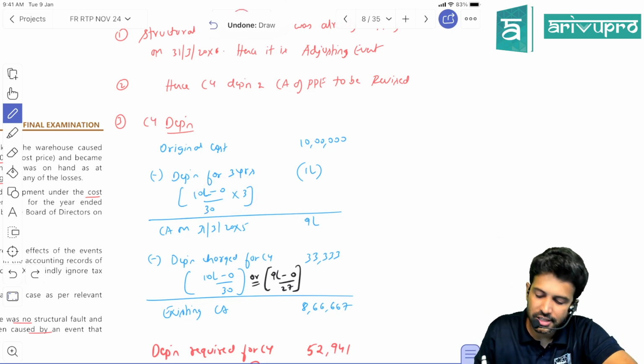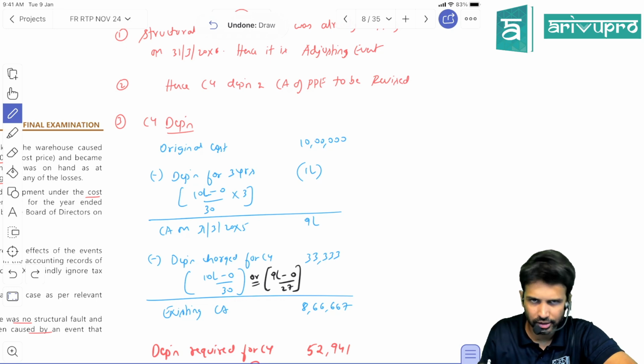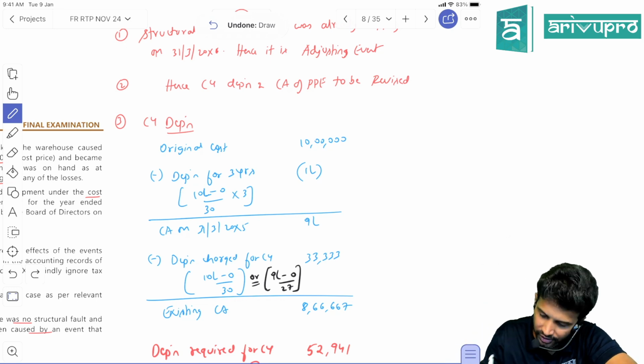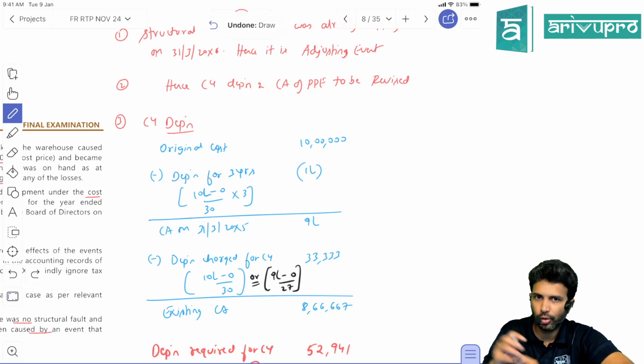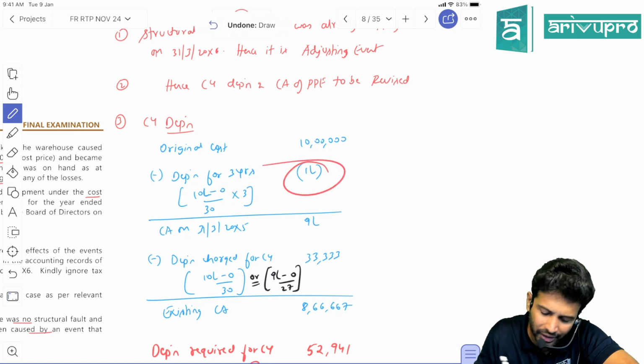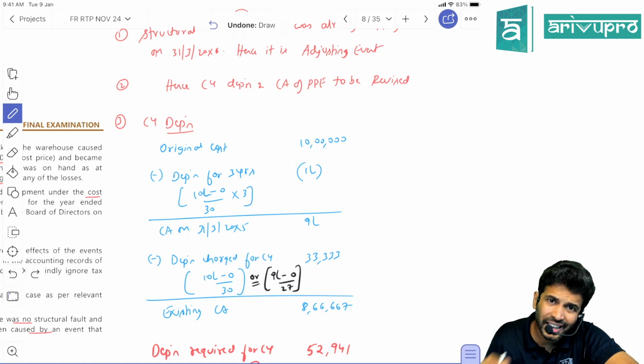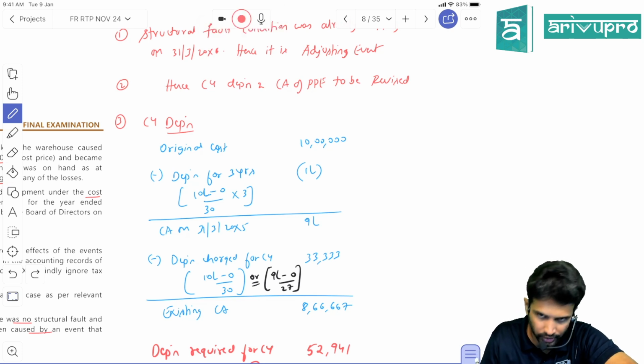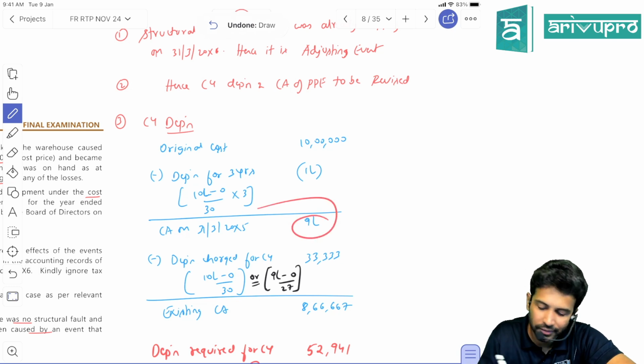So for the first 3 years, total depreciation is 1 lakh. Every year is 33,333. 10 lakh divided by 30 years, you'll get 33,333. For 3 years, if you round it off, it will be 1 lakh rupees. So the carrying amount of the asset at the beginning of year 4 is 10 lakh minus 1 lakh, which is 9 lakh.